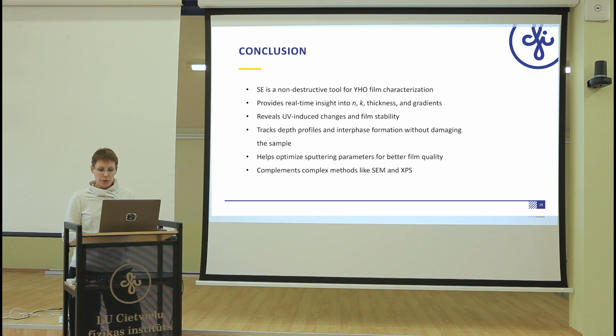Through spatial and in situ measurements, ellipsometry reveals subtle film inhomogeneities, composition gradients and phase transitions, helping to optimize sputtering conditions and identify the best parameters for high-quality functional yttrium hydroxide films. In summary, ellipsometry bridges the gap between fundamental understanding of the film and practical film engineering efficiently, precisely, without damaging the material.